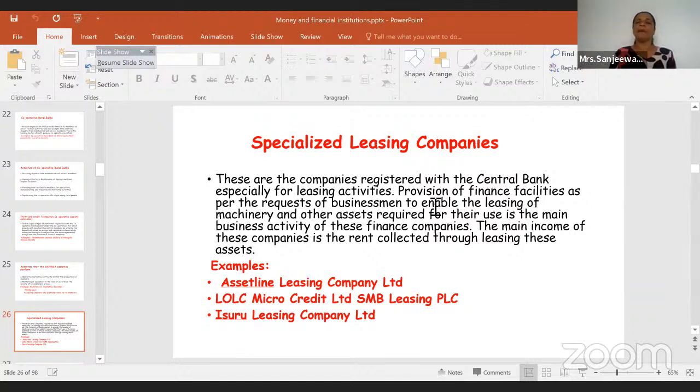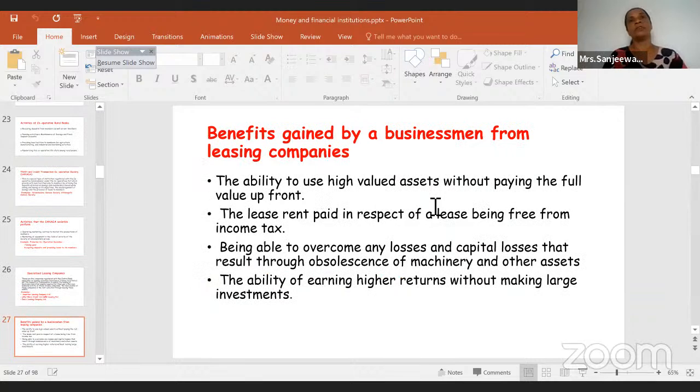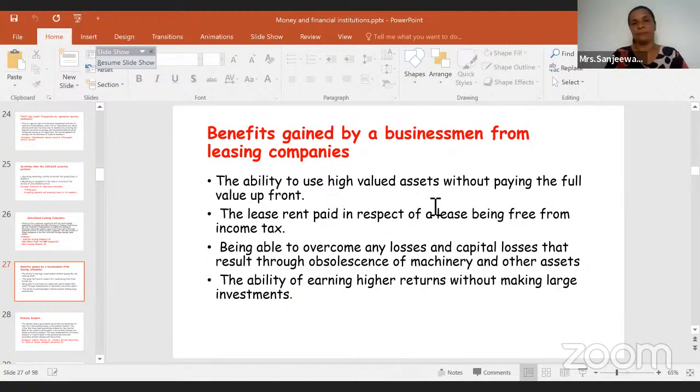Then, benefits gained by businessmen from leasing companies. Suppose that you are a businessman, right? I always tell you all, if you do business studies, when you write answers, you need to think that you have your own business. So what are the benefits that you gain from a leasing company? Ability to use a high valued asset without paying the full payment, right? Now suppose it's 50 million, but you don't want to pay the 50 million at first. You can pay half and go for leasing installments, right? The lease rent paid in respect of a lease is free from income tax as well, okay?